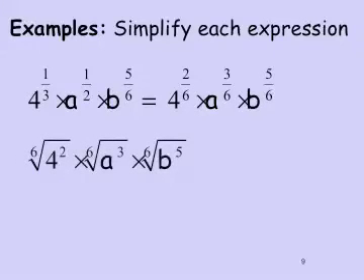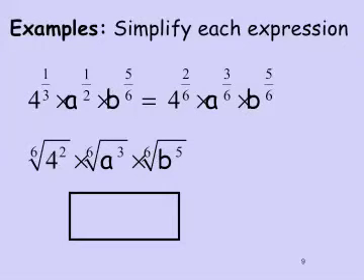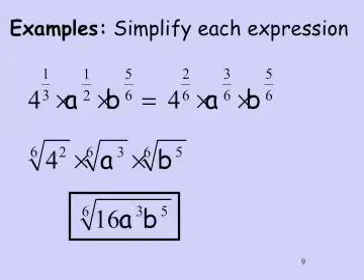Then we can rewrite it as the 6th root of 4 squared times the 6th root of a cubed times the 6th root of b to the 5th. Using the product rule, we can put them all under the 6th root, and we can simplify the 4 squared.